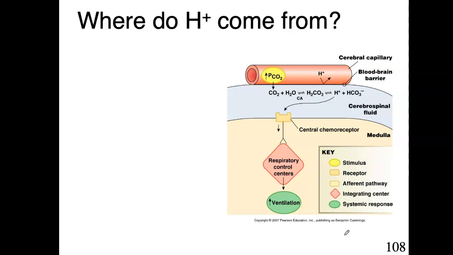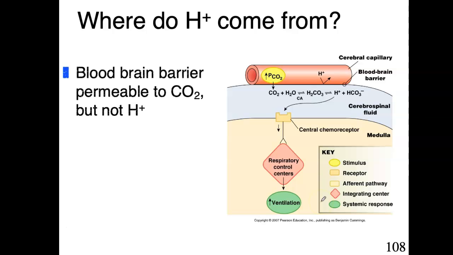This diagram is showing you that we have a blood-brain barrier, right? So if this were in blue here, the cerebrospinal fluid, and this is the cerebral capillary, this blood-brain barrier doesn't allow those extra hydrogen ions. Let's say the pH is slightly off, too many hydrogen ions. It doesn't allow those hydrogen ions to cross that blood-brain barrier.